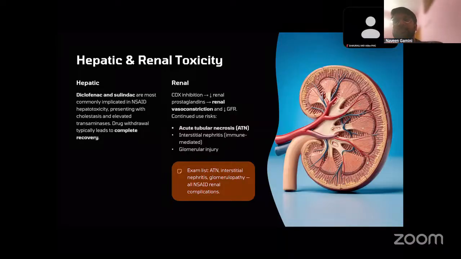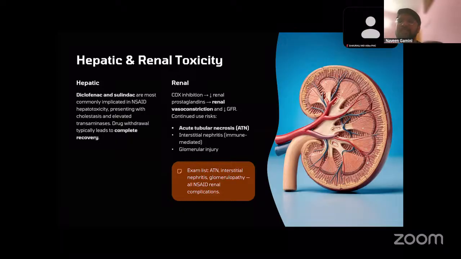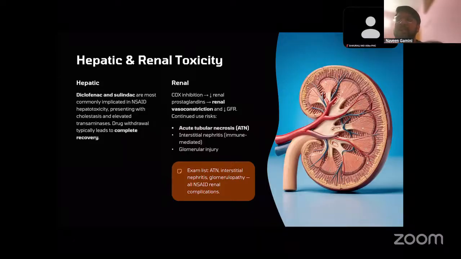Next, regarding the renal effects, we have previously discussed that COX inhibition will reduce the renal prostaglandins and cause renal vasoconstriction, decreasing the GFR. So continuous, long-duration NSAID use will cause acute tubular necrosis, interstitial nephritis, or glomerular injury.